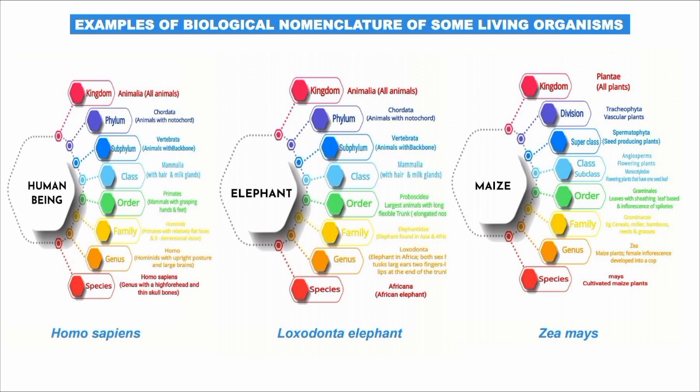And genus, they are Zea. Okay, the generic name of that, they belong to Zea plants. Maize plant, female inflorescence and develop into crop. Species, they belong to maize. A cultivated maize plant, that is maize. So this is a typical example of biological nomenclature of some living organisms. We start from Homo sapiens, that is human being, Loxodonta africana, that is African elephant, and also Zea mays, that is maize. So classification of organisms into kingdoms.